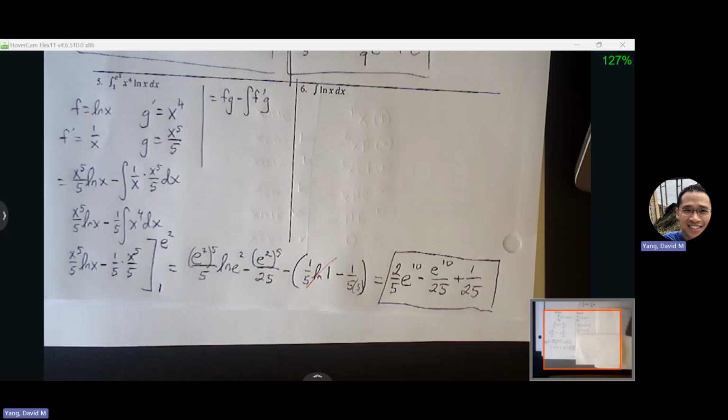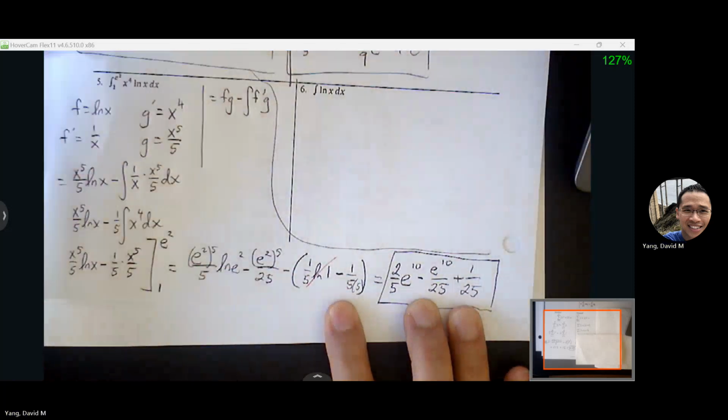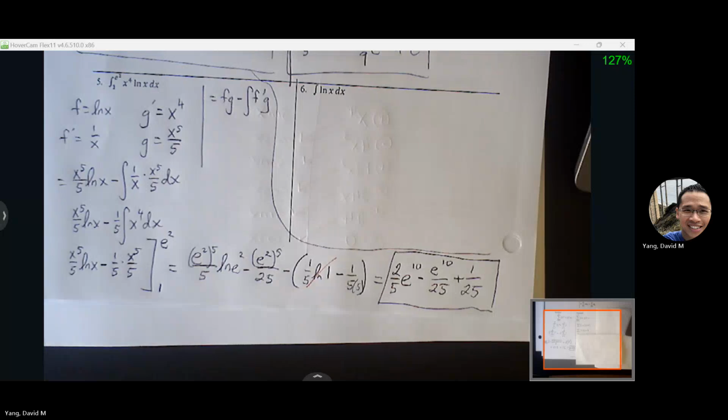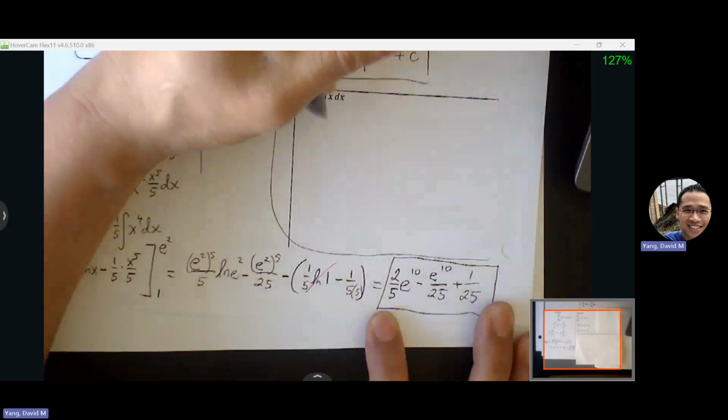I want to make sure I do number 6 before class ends. So here's number 6. Now this one doesn't feel like it's integration by parts, right? It looks like it's just one function here. But can we force this into 2 separate functions?